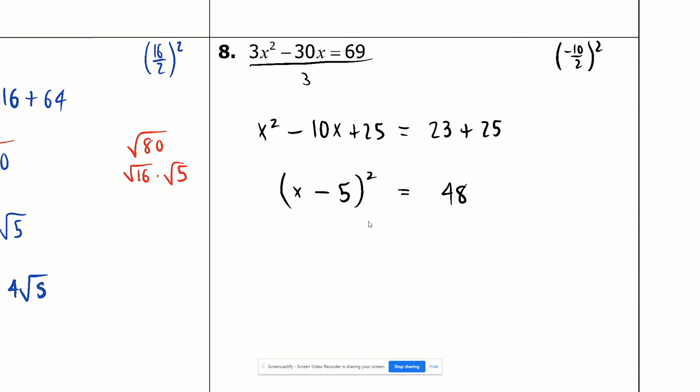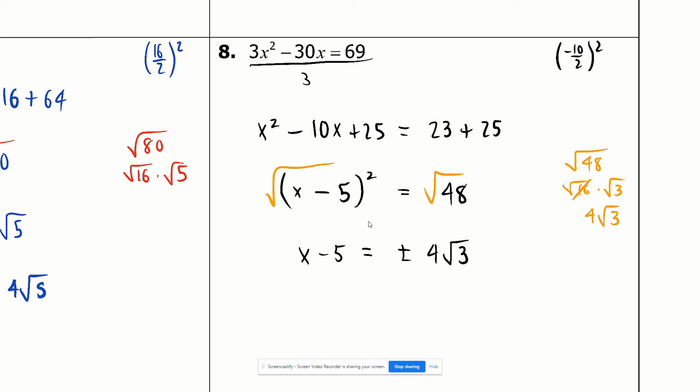So we're going to take the square root of both sides, and that's going to leave me with x minus 5 equals plus or minus. Now 48 will too break down. I know 16 goes in there 3 times. So that becomes a whole number 4. So here's my answer. Plus or minus 4 square root of 3. But I'm not done yet because I still have that x minus 5. I need to add it. So x equals positive 5 plus or minus 4 square root of 3.